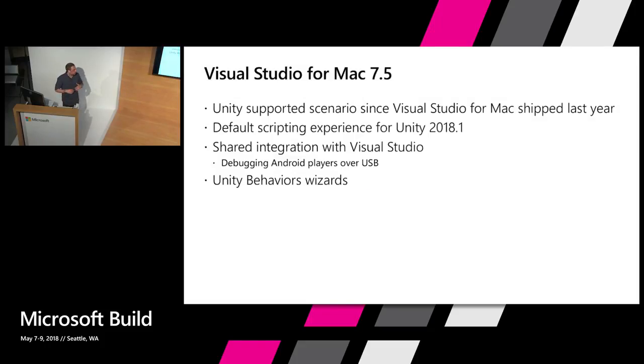And basically, the way we're working on the tools for Unity is that we have a shared code base, where all the features that we're adding on Windows and on macOS, we try to make them available to both IDEs, such as debugging the Android player over USB. And we're also adding features that are specific to both IDEs, like the Unity Behavior Wizards that is very popular on Windows. We've added it to macOS as well, where Unity beginners can select the different Unity messages they want to add in their behaviors.